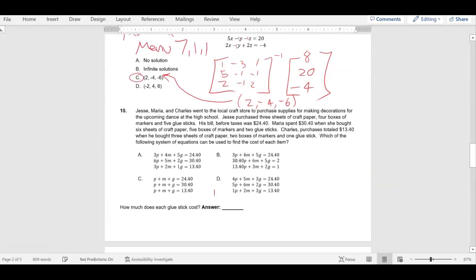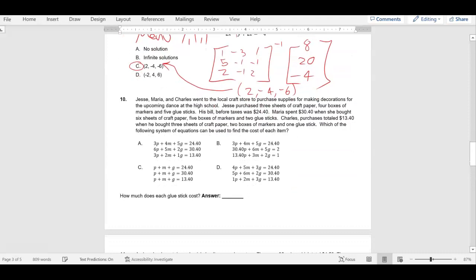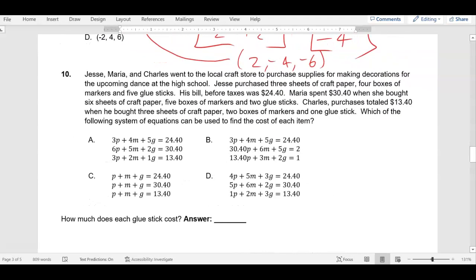Okay, so here we go. We want to just write these as equations. Jesse purchased 3 sheets of craft paper, so 3P, 4 boxes of markers, 4M, and then 5 glue sticks, 5G. So 3P, 4M, 5G. His bill was $24.40.